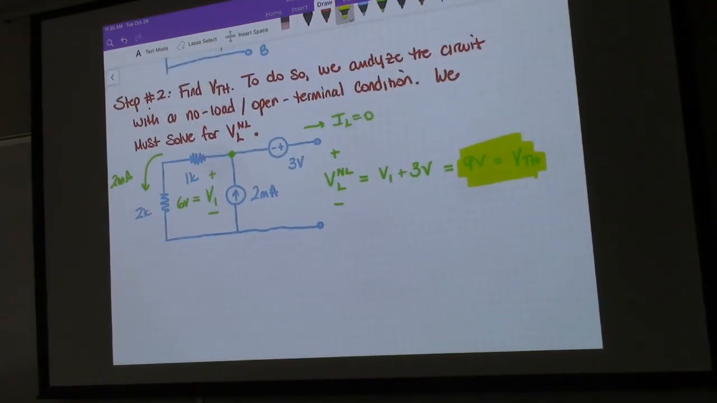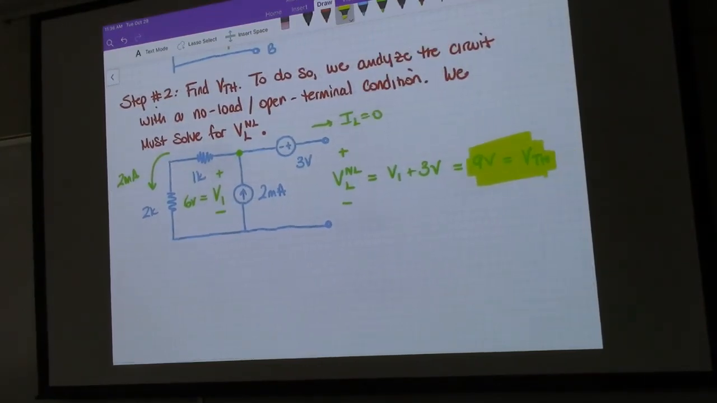I'll give everyone a second to look at that. So we eliminate the sources. We solve for the equivalent resistance across the terminals A and B. That's our source resistance. We remove the load and open it up so that it's an open circuit condition, open terminal condition. And then we go ahead and solve for VAB again. And that value, which we call VAB no load or VL no load, that is the Thevenin voltage.